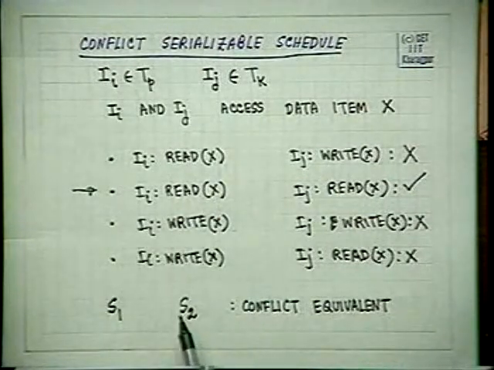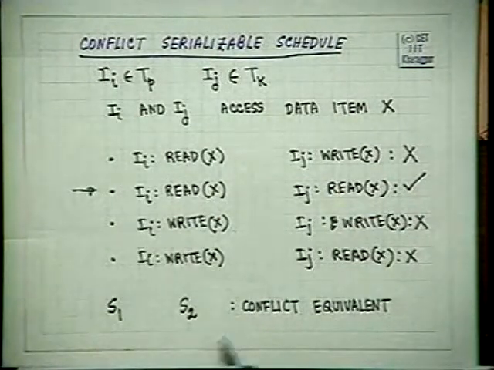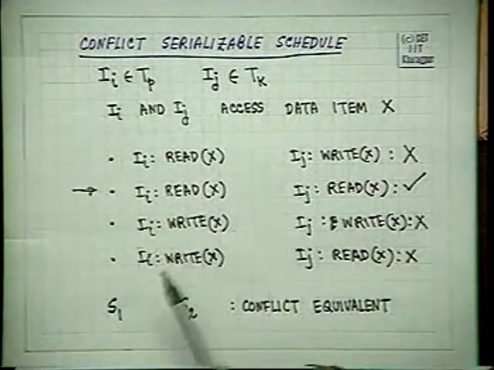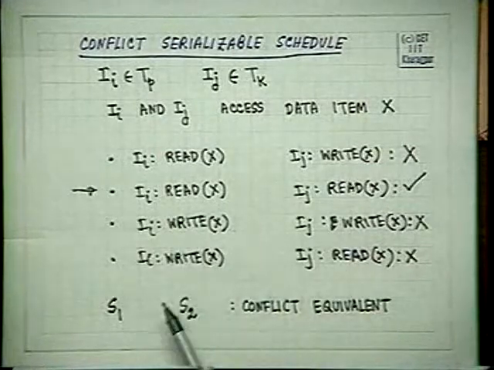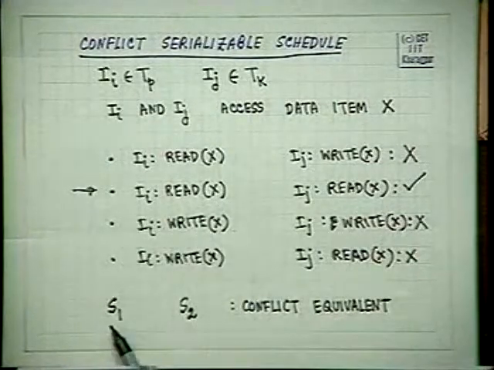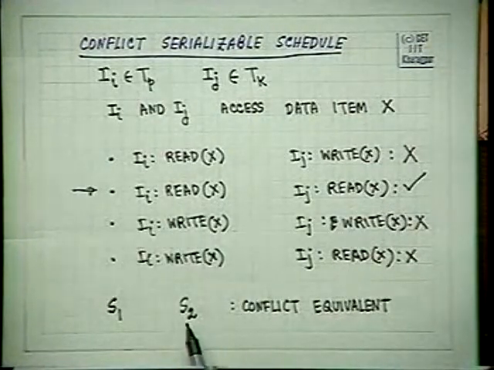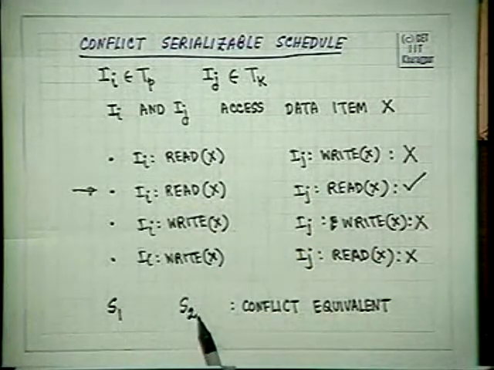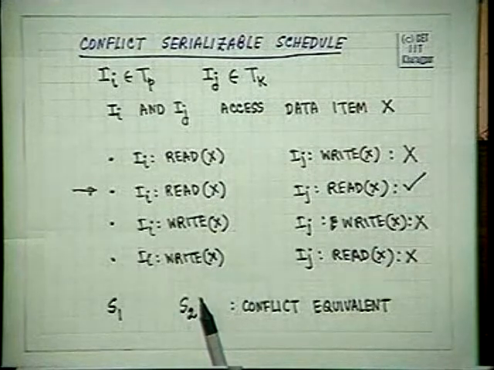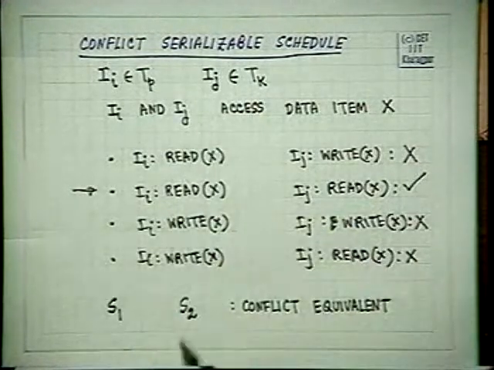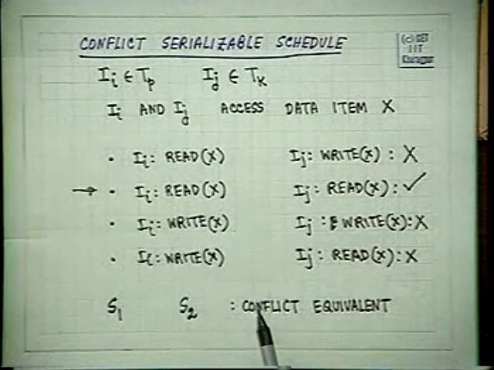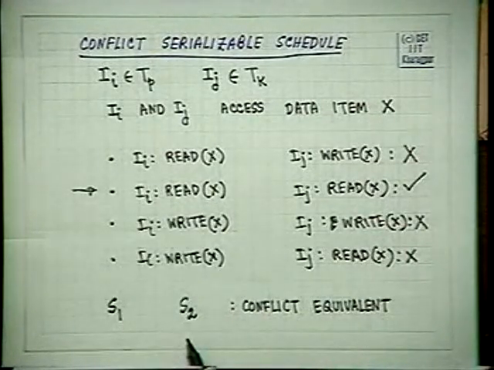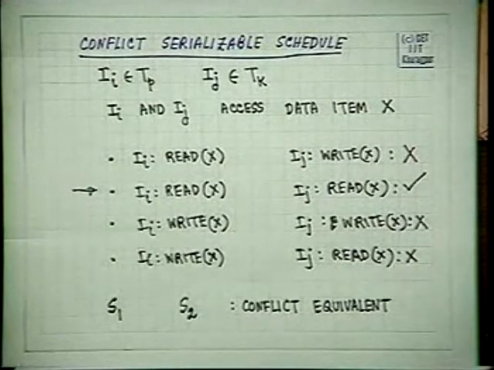If S1 can be transformed to S2, then S2 can also be transformed to S1. There is no problem, because swap is an equivalence criterion. Just see this criterion. If S1 can be transformed to S2, then obviously S2 can also be transformed to S1 by the same methodology. So by the conflict serializability that we have defined, we say that two schedules S1 and S2 are conflict equivalent if one can be transformed to another.